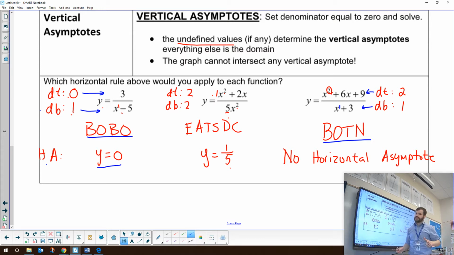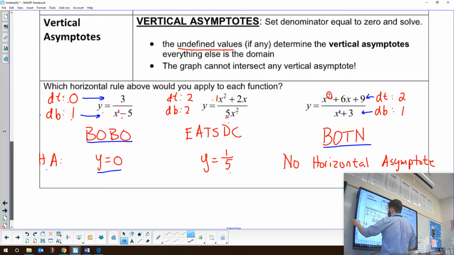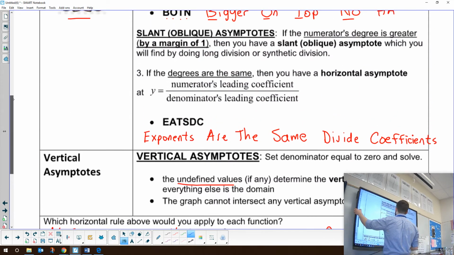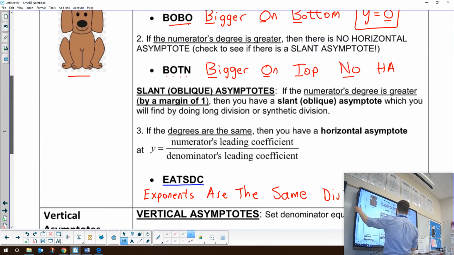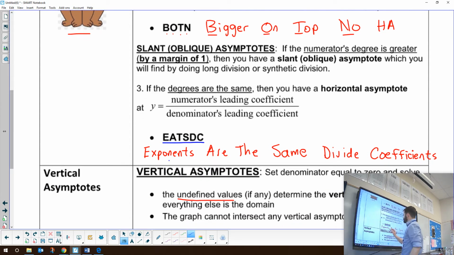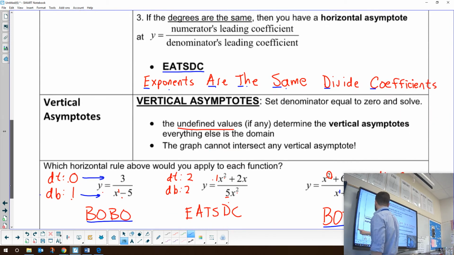But what if they're the same? Well, if they are the same, it's called eats DC. If the exponents are the same, we're going to divide our coefficients. So to find our horizontal asymptote, if they are the same, all you have to do is divide the numbers that are in front of my terms. Okay? So take a look here.